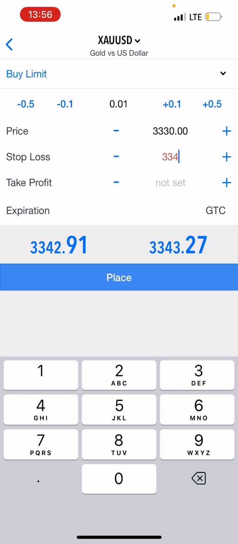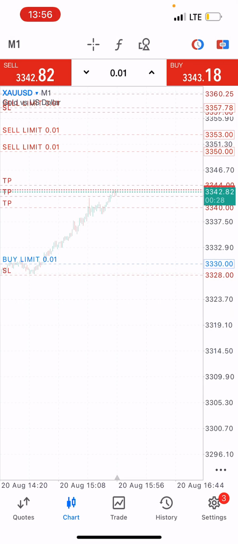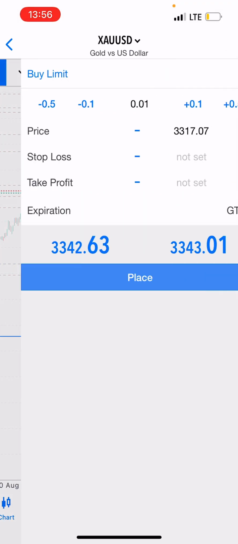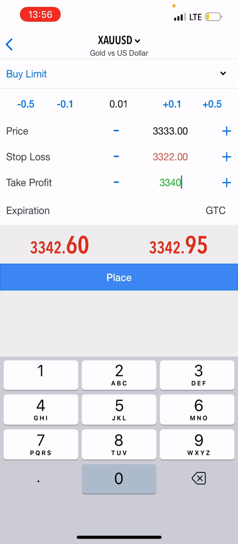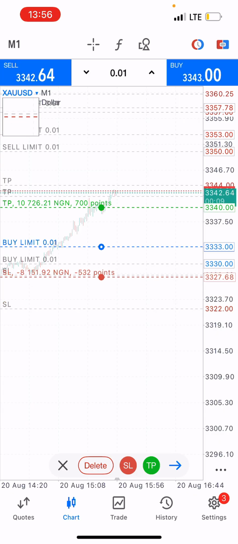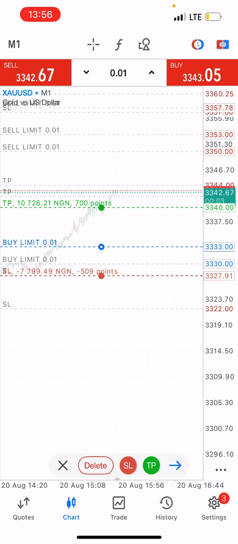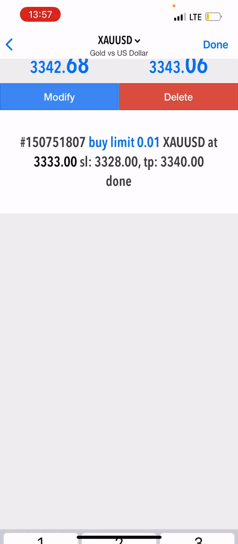Let's say our stop loss is 28 and our take profit is, let's say 40. All right, 3330 to 3333. So let's enter 3333 now, right? Stop loss is 22 and our take profit is 40. Let's see if it's the same. Okay, sorry, our stop loss here is 28. So I'm just going to click on this arrow to change it. Our stop loss is 28. I want it to be the same stop loss, right?